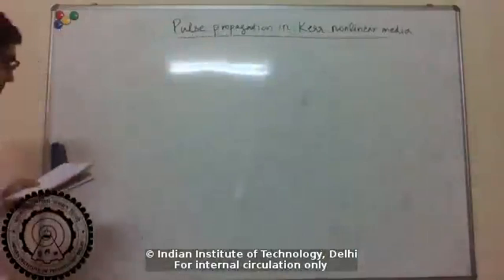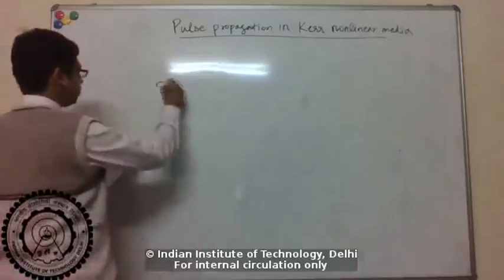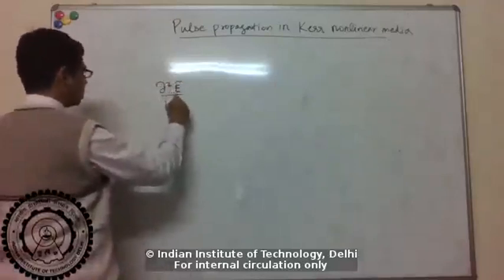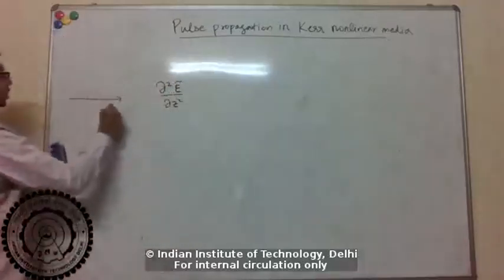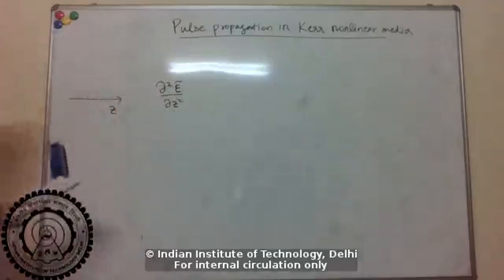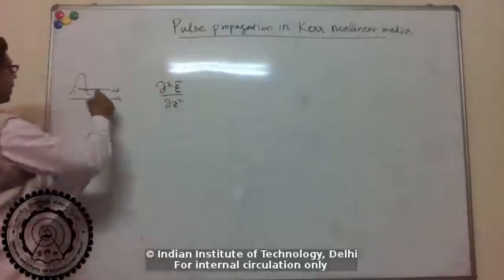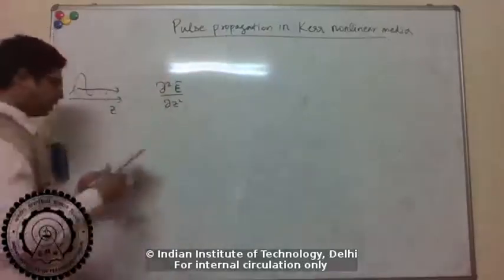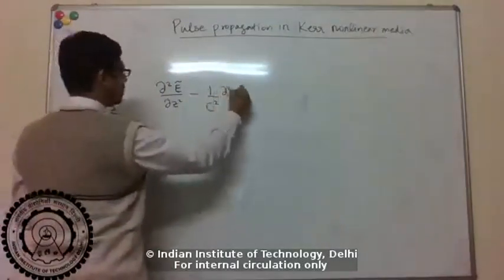Right. So our starting point is, of course, the wave equation. So we start with the 1D wave equation. Let's say the direction of propagation is z. We have some optical pulse, which is traveling through, let's say, a fiber or a waveguide, and the direction of propagation is z. So we can write down the wave equation, right?